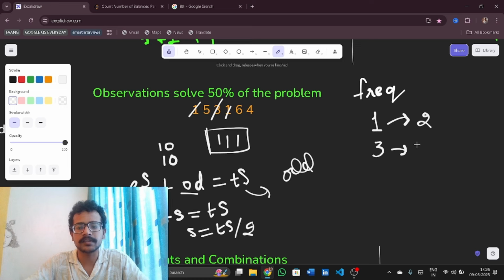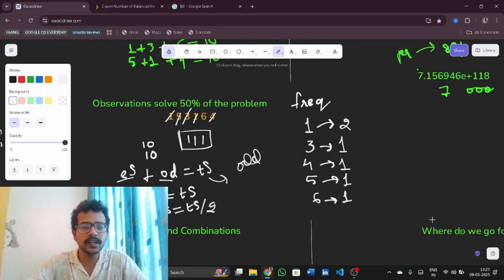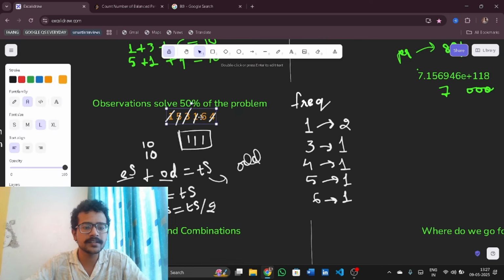Now I have 4, the next number, which is also present only 1 time. And I have 5, which is present 1 time. And I also have 6, which is only present 1 time. I am keeping this aside. But if you see here, I am just taking this, right?